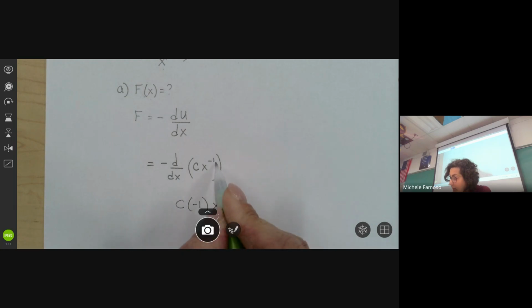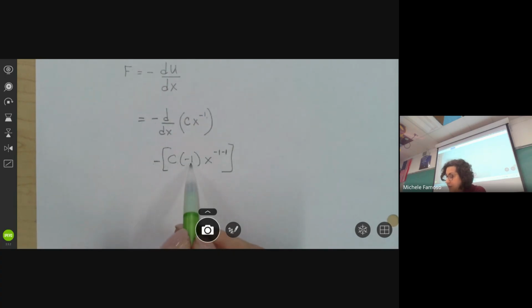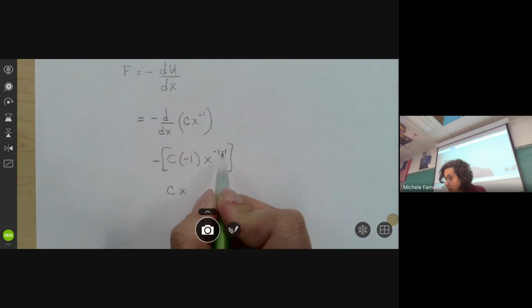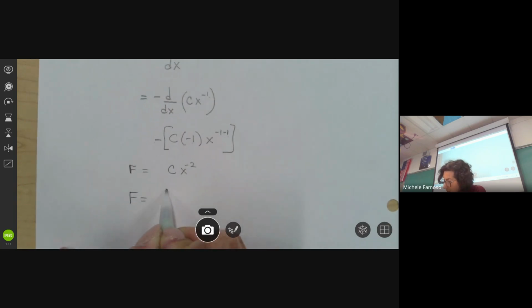So you're going to add or subtract 1 from the power. Subtract 1. And now I have to keep a negative out front because that's the derivative. And then I need to negate it. Negative times negative is positive. And what is -1 minus 1? -2, which is another way to say that the force is C over X squared.